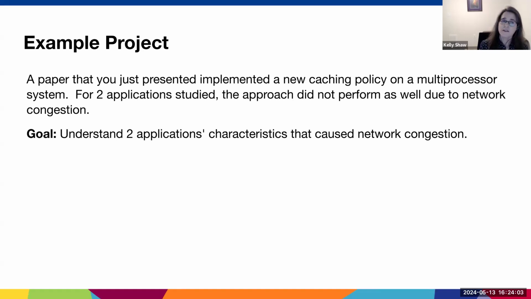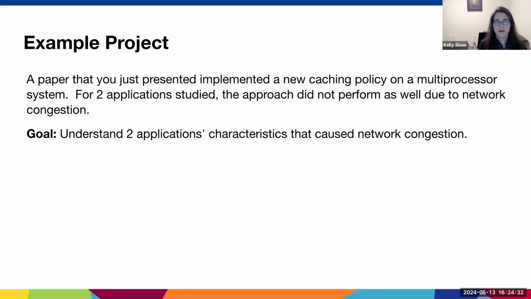So suppose that there's a paper that you have already presented and it implemented a new caching policy on a multiprocessor system. For 2 of the applications studied in that paper, the approach did not perform as well as it did on the other applications due to network congestion. So you have a goal for an undergraduate student to understand why those 2 poorly performing applications performed poorly. What caused the network congestion? Okay, so that is your goal.